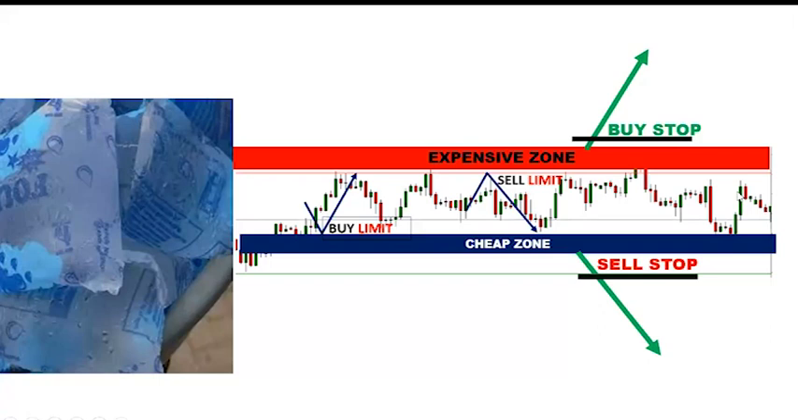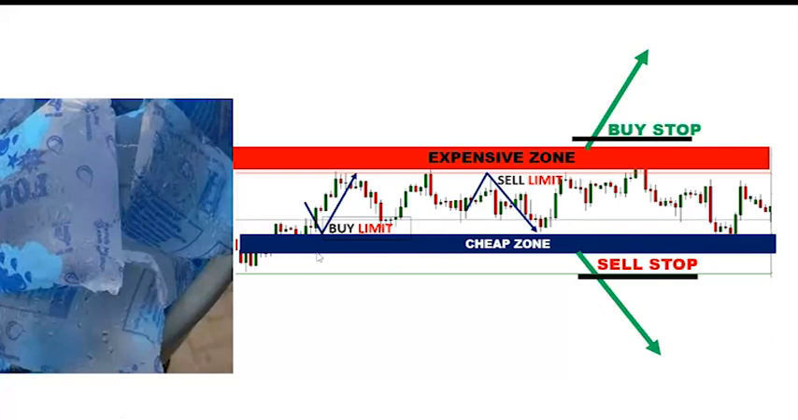What would you have done? Now, there is something I'm about to share with you that I think if you begin to apply this particular principle on your charts from today, you will begin to see some exponential results.